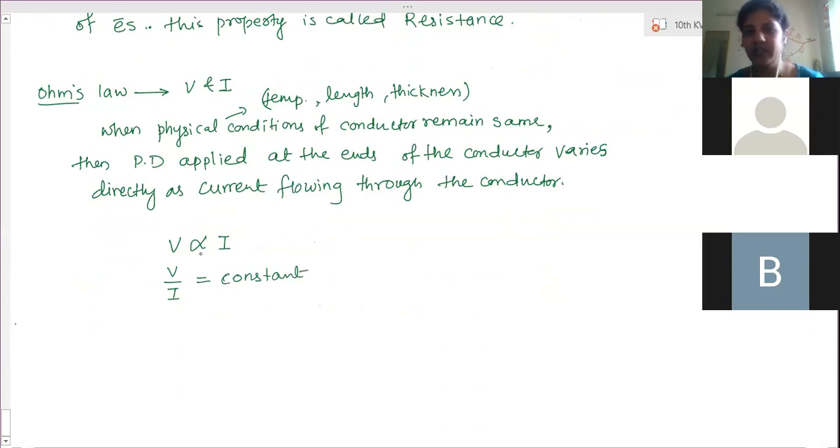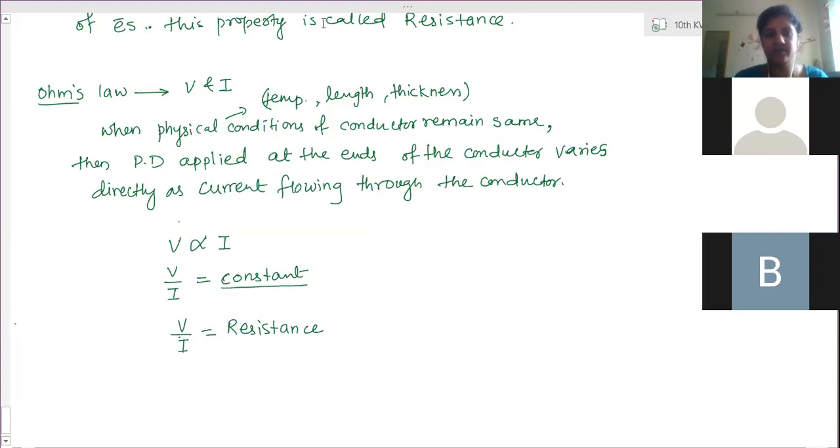For a specific conductor, V varies directly as I. So if I increases, the potential difference increases; if the potential difference decreases, the current value will decrease. When we take the ratio V by I, it should always be constant. Direct proportionality tells the same thing: the ratio of two terms always remains constant. And experimentally, the scientists found that this constant, V by I, is equal to the resistance of the conductor.